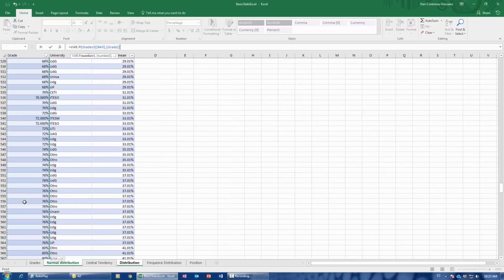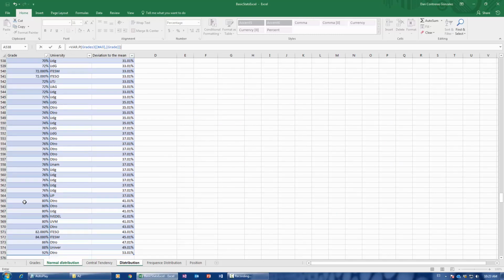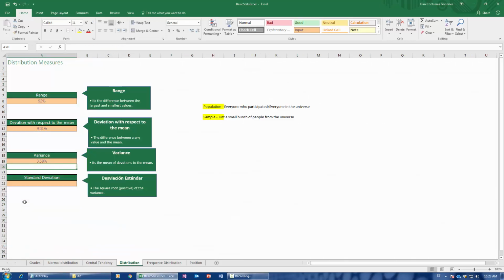Now, why does Excel ask you for the difference? Because the mathematical formula is a little bit different for variance, all right? It's a little bit different. All right, we get a variance of 3.58%. Now, the standard deviation is the square root of the variance.